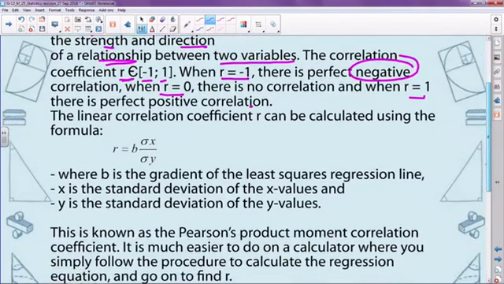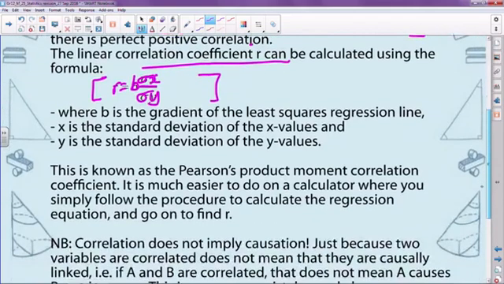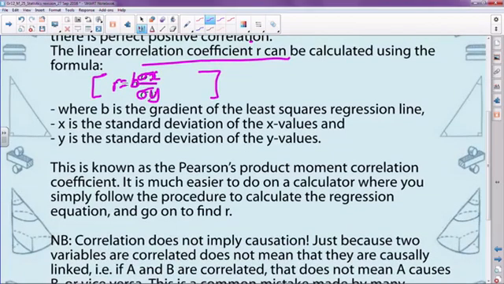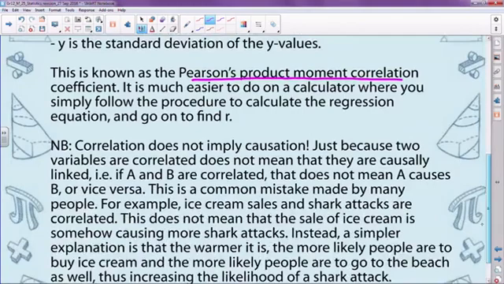To work out the linear correlation coefficient, you can use the formula R is equal to the gradient that we worked out before, times the standard deviation of x divided by the standard deviation of y. Once again, this can be worked out on your calculator as well. For those of you who want to know, this correlation coefficient is called the Pearson's product moment correlation coefficient. And as I said, it's much easier to do on your calculator.